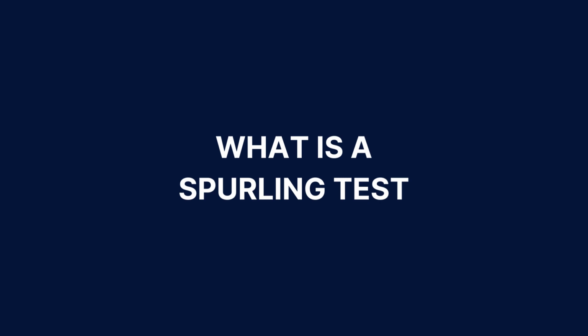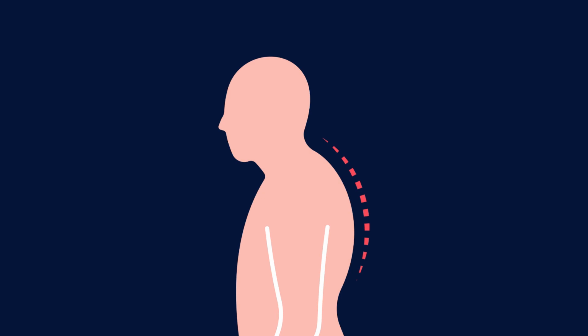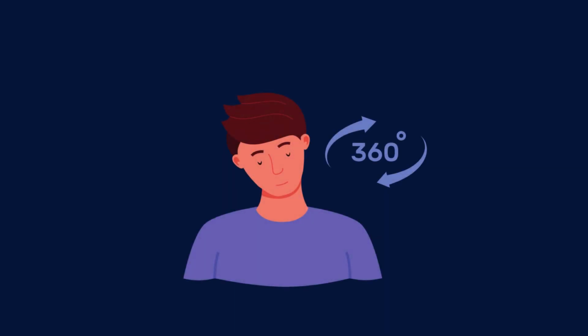So what is a Spurling test or assessment? The Spurling's test is used as a physical examination technique to identify cervical spine disorders. The patient's neck is rotated and extended while pressure is applied to the top of the head to compress the cervical spine. Spurling's test is mainly used to detect nerve root compression in the cervical spine.